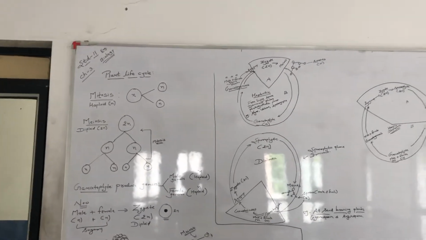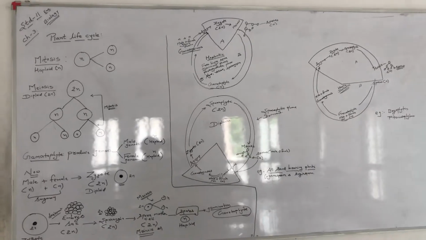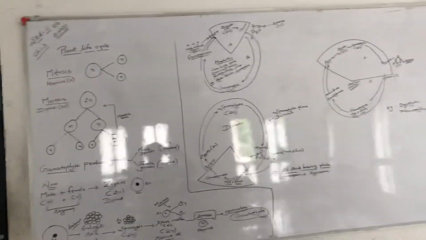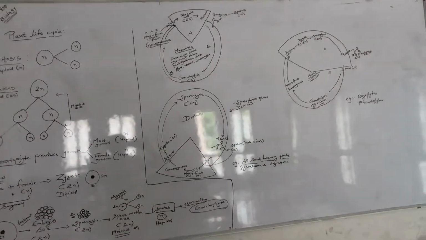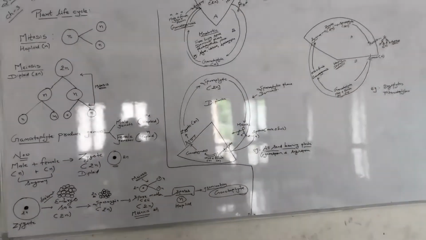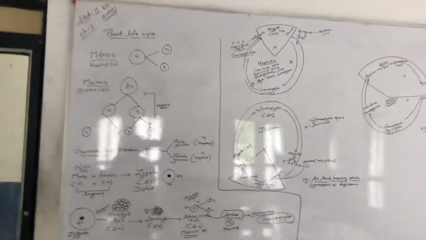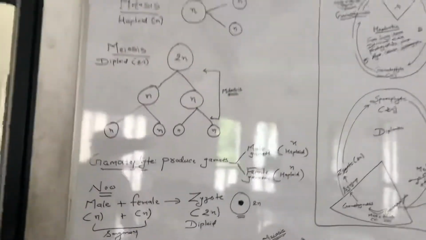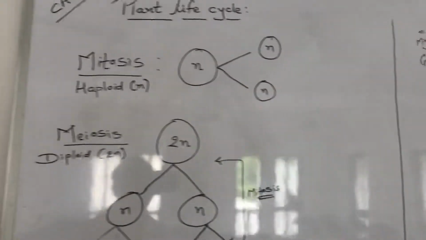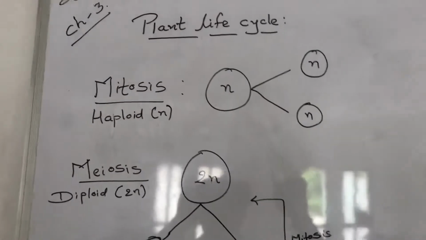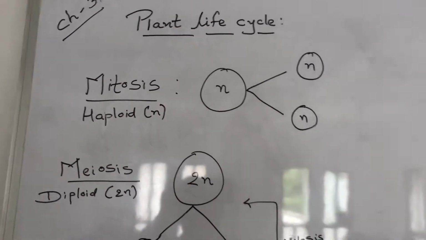We will study about plant life cycle. In this plant life cycle, the life cycle may be haplontic, diplontic, or haplodiplontic. Before understanding haplontic and diplontic life cycles, let us first understand the basic concept. So first of all, we will look at what is mitosis.